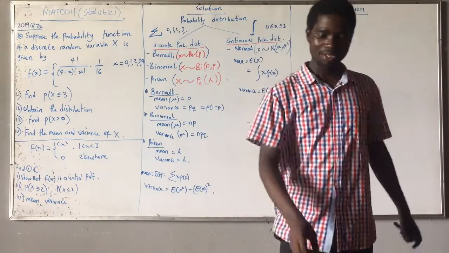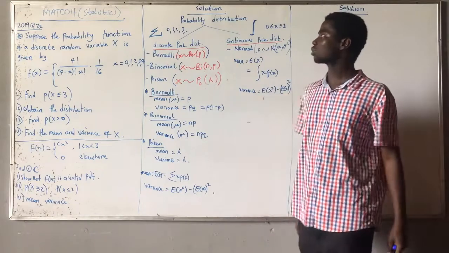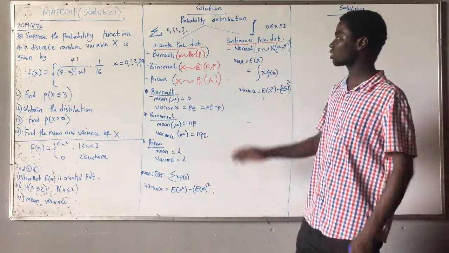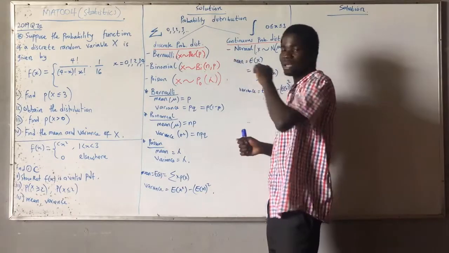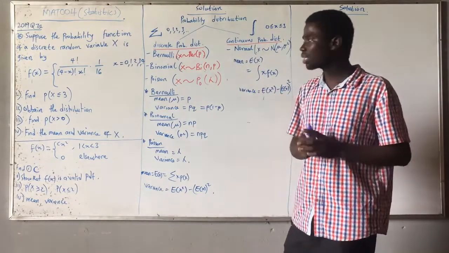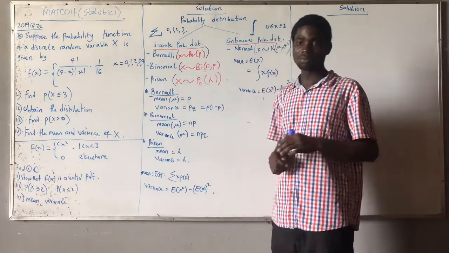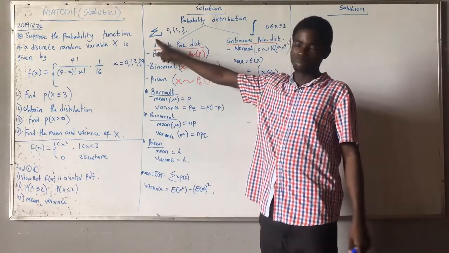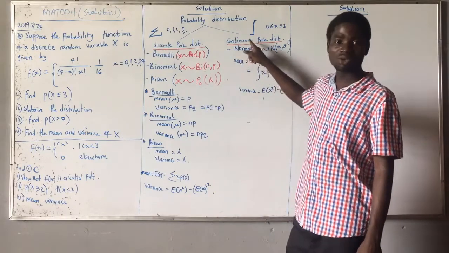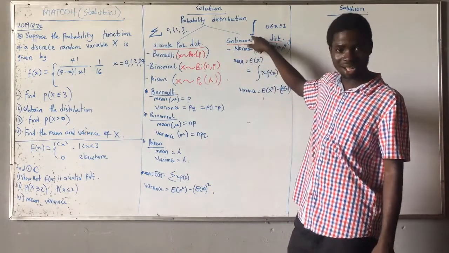So now there's one more thing I need to tell you about probability, the discrete random variable, a discrete distribution. Now, if a probability distribution is discrete, what you are going to be using there is summation. But if a probability distribution is continuous, you will be using what? Integral.